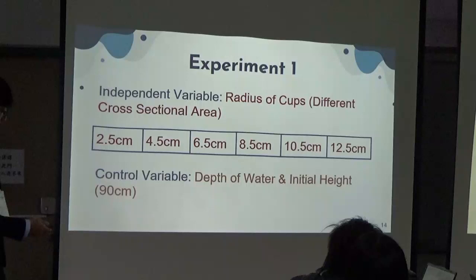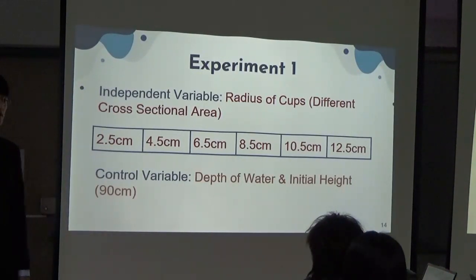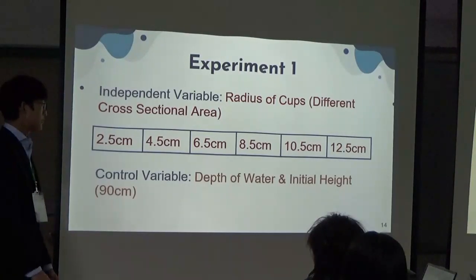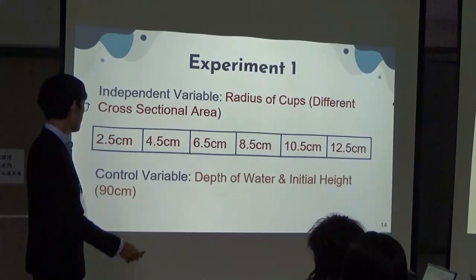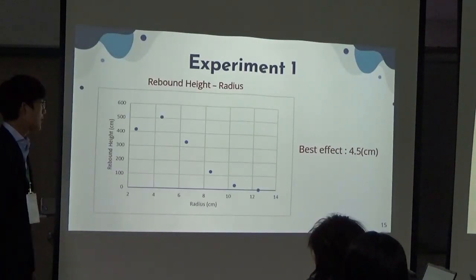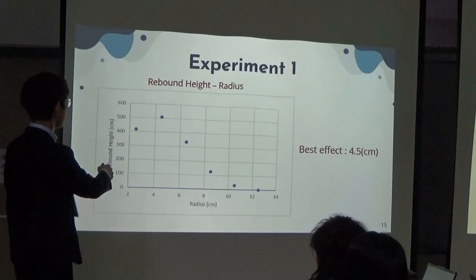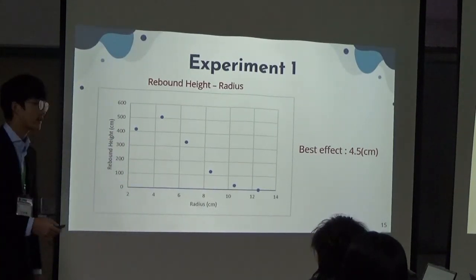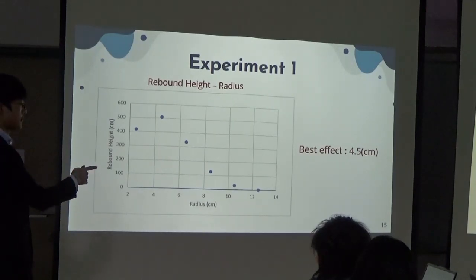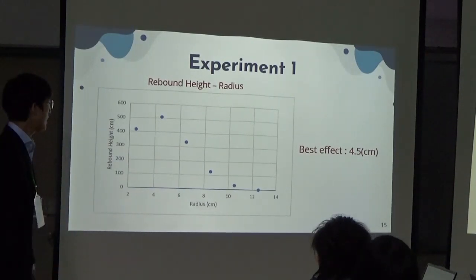And this is our first experiment. We are going to focus on the radius of different cups, and we are controlling the depth of water and the initial height. And this is the result. We can see from this graph that there is a peak at 4.5 centimeters radius of cup, and we believe that this is the best setting for the ball to launch to a maximum height.